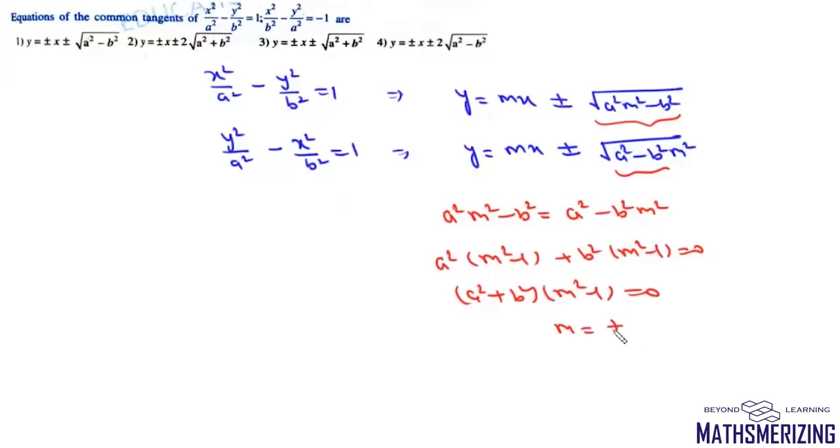That is, the value of m should be plus 1 or minus 1. Now we'll put m as plus minus 1. We can write the equation of tangent as y equals plus minus x plus minus under root of a square minus b square. And that's your option number 1.